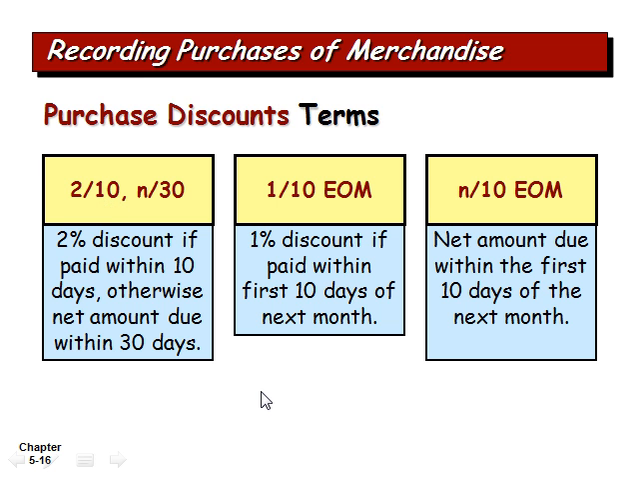So different terminology you might run into. We've done the 2/10 net 30 days. It might be a 1% discount if paid within the first 10 days of the end of the next month. First 10 days of next month. Or a net 10 end of month. Net amount due within the first 10 days of the next month.